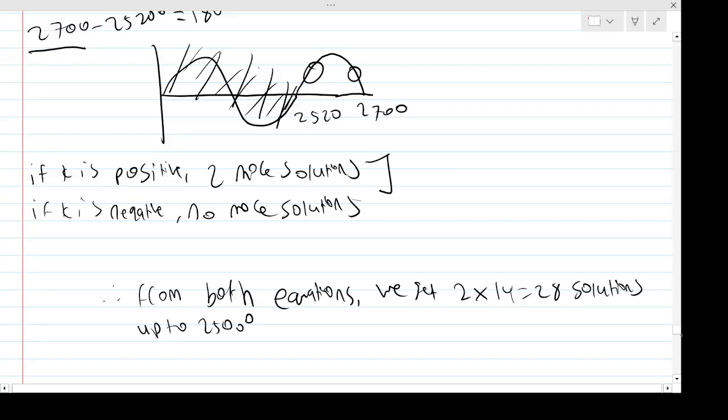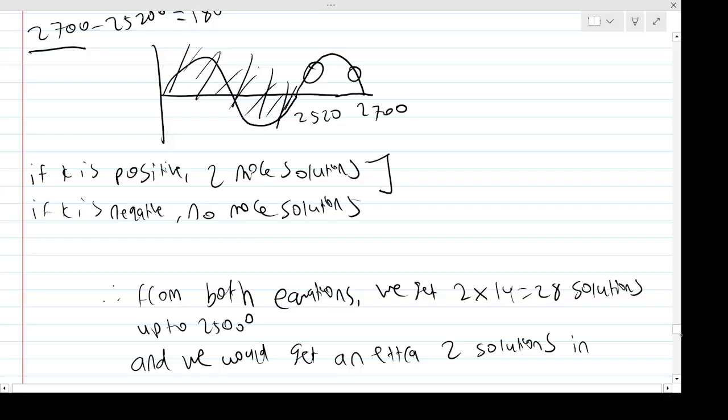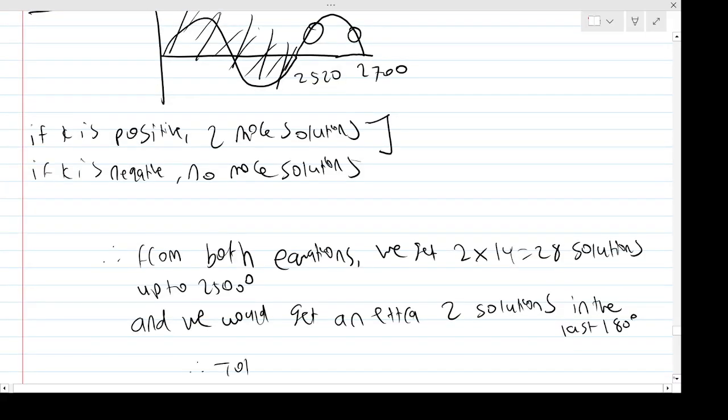And we would get an extra 2 solutions in the last 180 degrees, right? Therefore then, overall, total solutions then is 28 add 2 equals 30 solutions, sorry. And there we are.